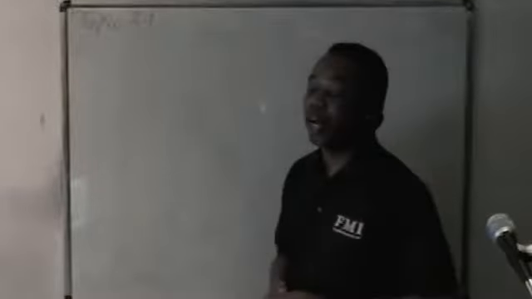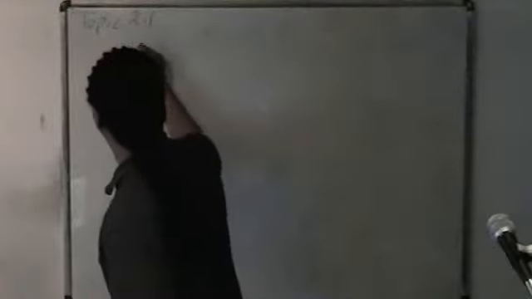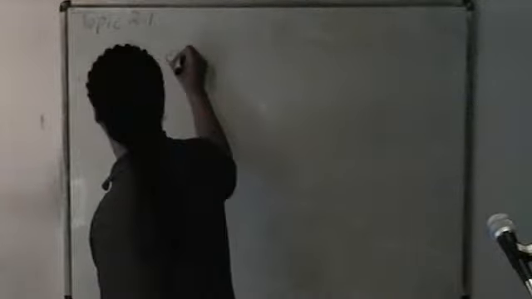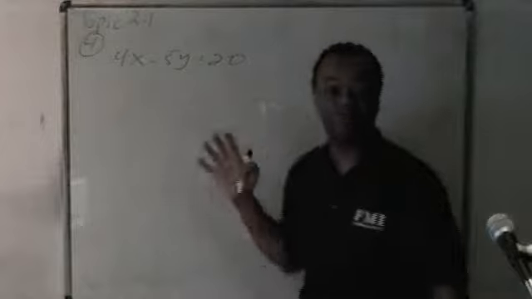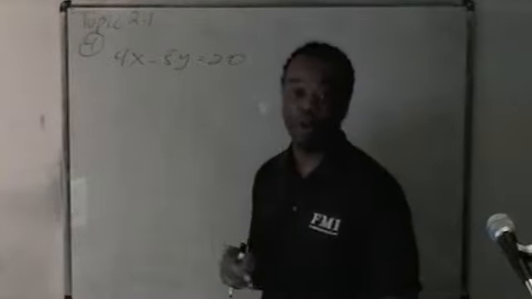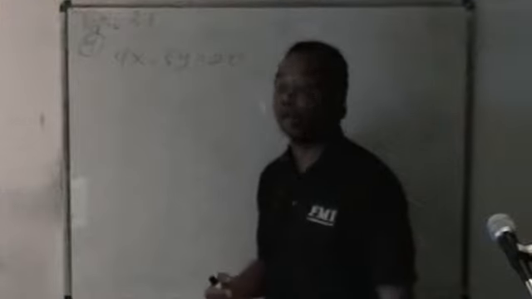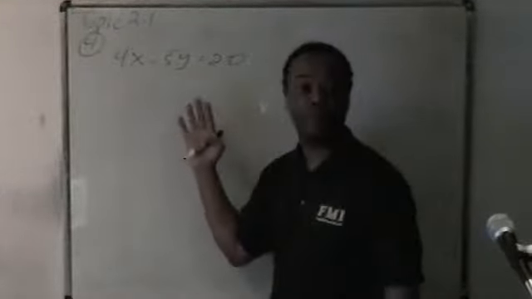Okay, this is pre-cal topic 2.1. I'll be taking the equation 4x minus 5y equals 20. This is a linear equation that's in general form. I'm going to change it into standard form by solving for y.